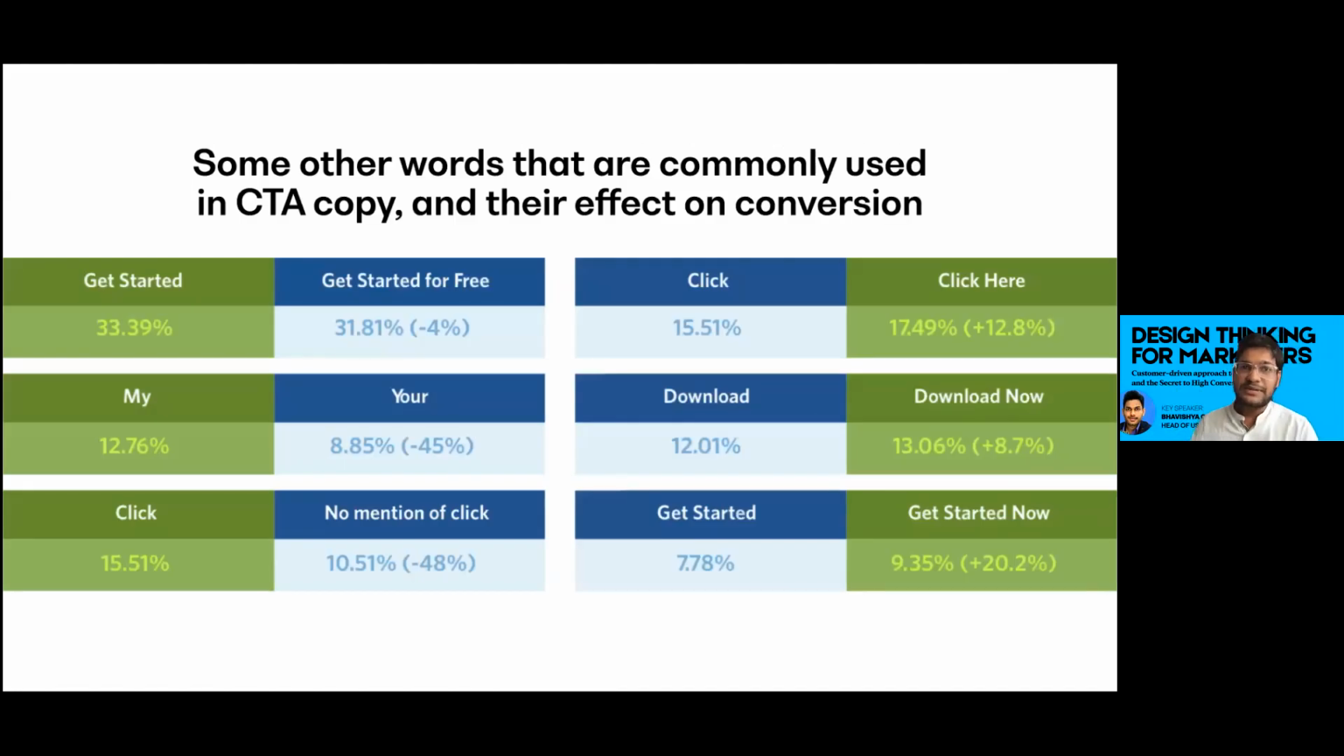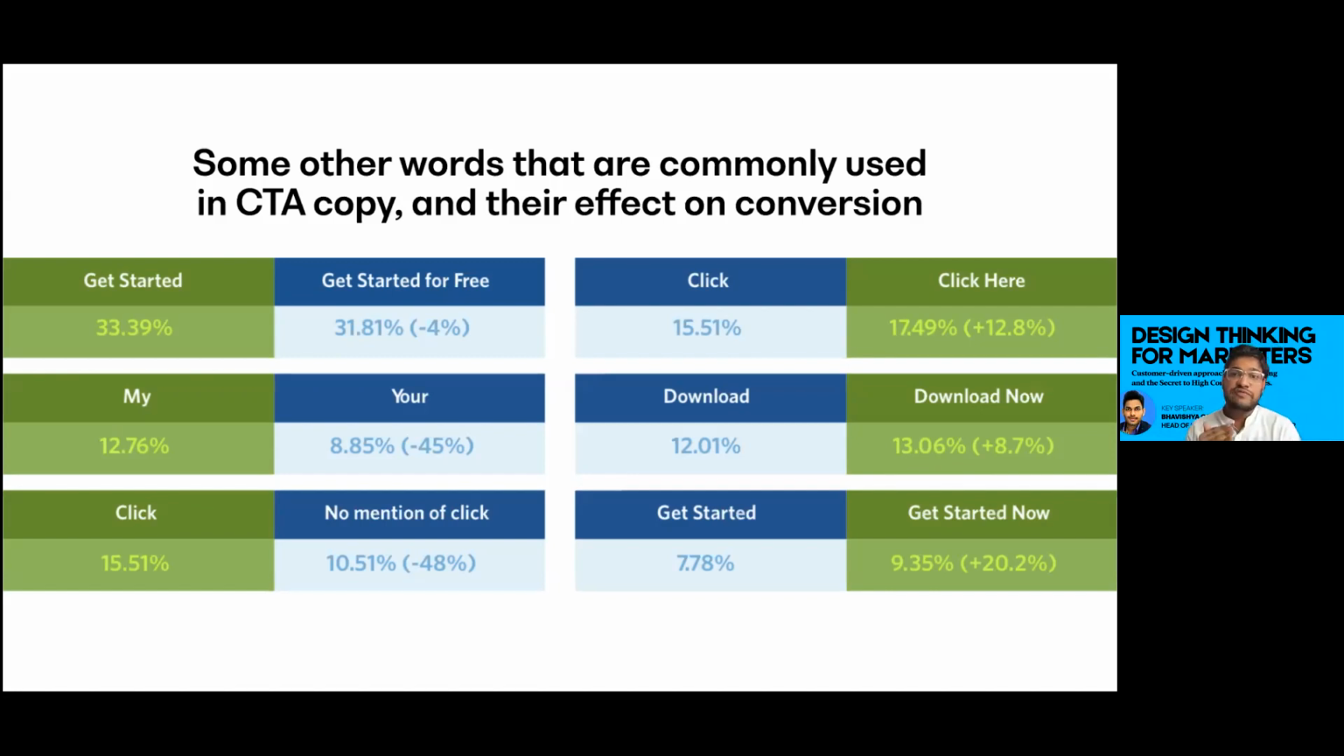So there are some other words that you would see. If people experiment with their CTAs, a lot of times they end up with a CTA variation that has a higher conversion lift. You can see an example here. This example is taken from Unbounce. They tested get started with get started for free, and surprisingly, get started for free had lesser conversion than get started. They used my in their CTA instead of your, and they immediately saw a conversion lift.